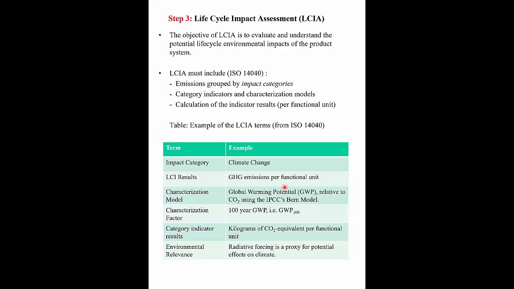But of course, for climate change, you use global warming potential. And if you had CO2 and methane, you would combine them together and do an equivalent using global warming potential. And of course, the environmental relevance is the radiative forcing, which is a proxy for the warming of the climate. And you'd look at the kilograms of CO2 equivalent per functional unit. So those are some of the fine details.